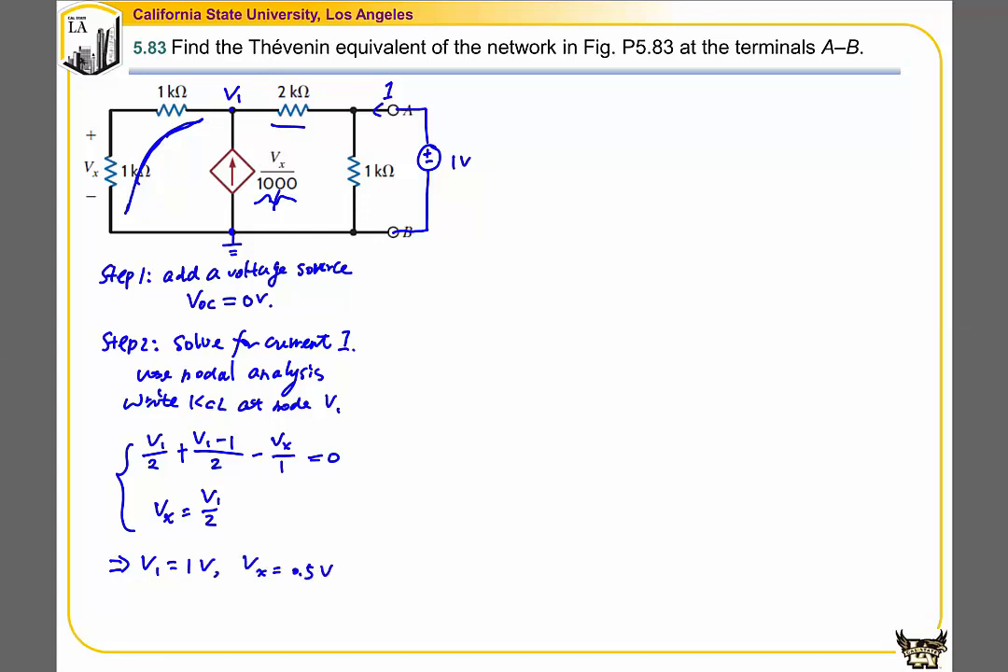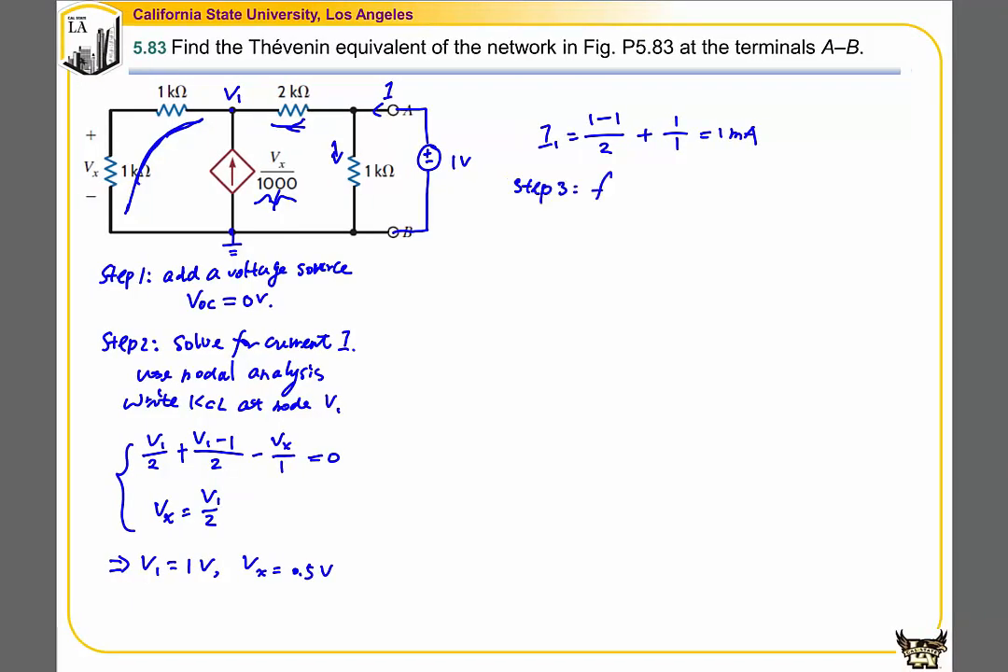Once we get all the nodal voltages, we can calculate the current. We find the current I that is equal to the current flowing into this branch and this branch. So that is equal to 1 volt minus V1, that is also equal to 1 volt, divided by 2 kilo ohms, plus 1 volt divided by the resistance 1 kilo ohm, that is equal to 1 milliamp.